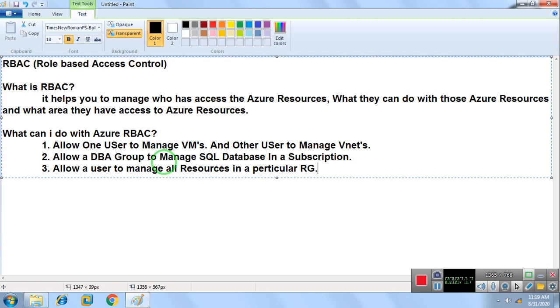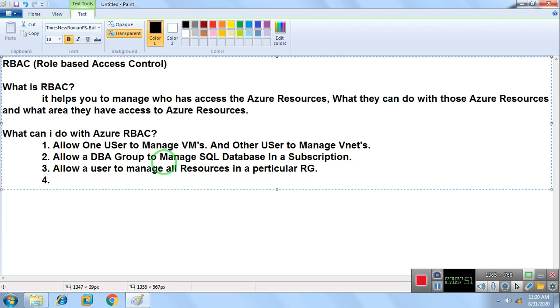Imagine I have multiple resource groups, like resource group 1, resource group 2, resource group 3. Now I allow one user to manage resources only in a particular resource group. Like I allow the user to manage resources only in resource group one, RG1. So that user is able to manage only RG1 resource group resources. He is not able to manage RG2 or RG3 resource group resources. Understood?